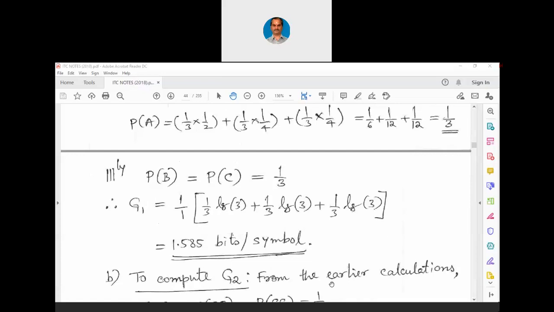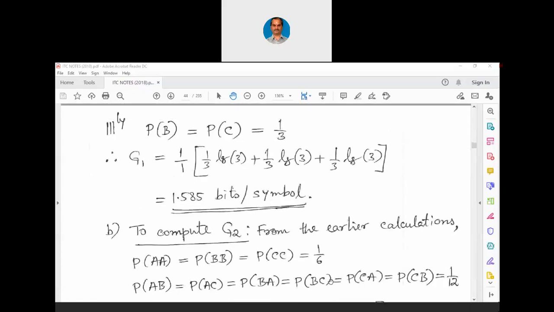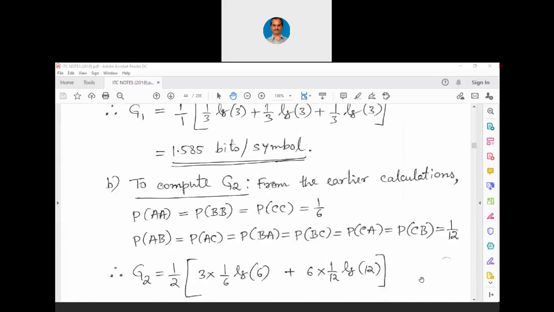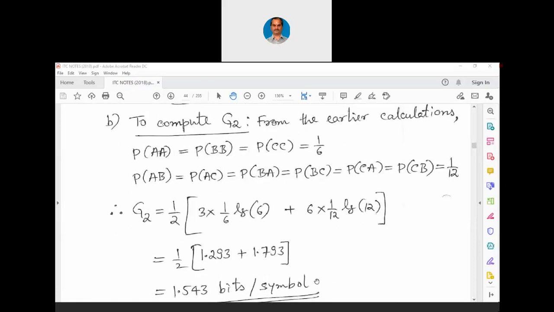Now let us compute G2, that is having two symbols. From the earlier calculations, again from the same tree diagram, we can find P of AA equals P of BB equals P of CC is 1/6. Similarly, P of AB equals P of AC equals P of BA equals P of BC equals P of CA equals P of CB equals 1/12. Now, G2 is 1 over n, here n is 2, and 3 into 1/6 lg of 6 plus 6 into 1/12 lg of 12. We get G2 as half into 1.293 plus 1.793, that is 1.543 bits per symbol.